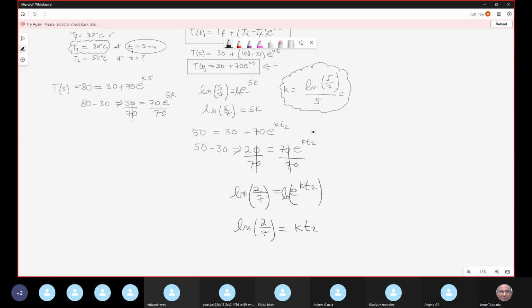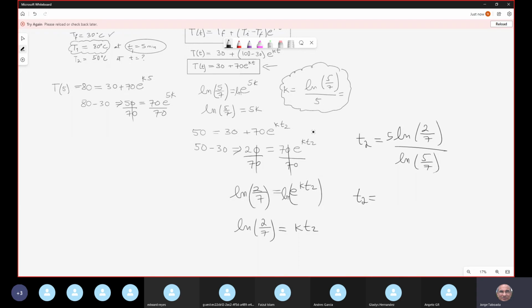Now t2 is the natural logarithm of 2 over 7 divided by k. And who is k? This is k. K is the natural logarithm of 5 over 7 divided by 5. You know, when you divide in the denominator, it's exactly the same as multiplication by 5 here. Makes sense, right? And after that you put it in the calculator, please help me with your own calculator.